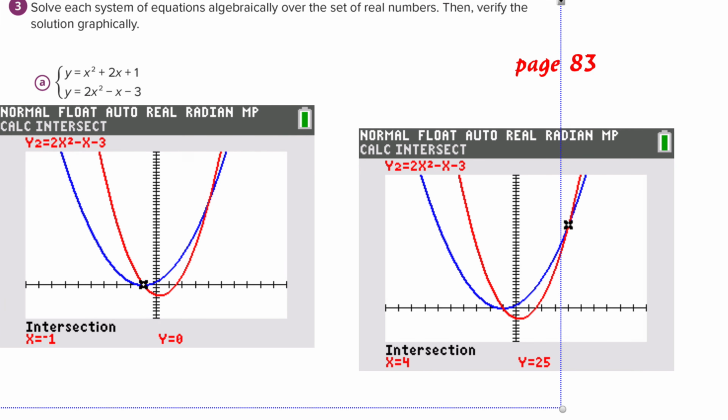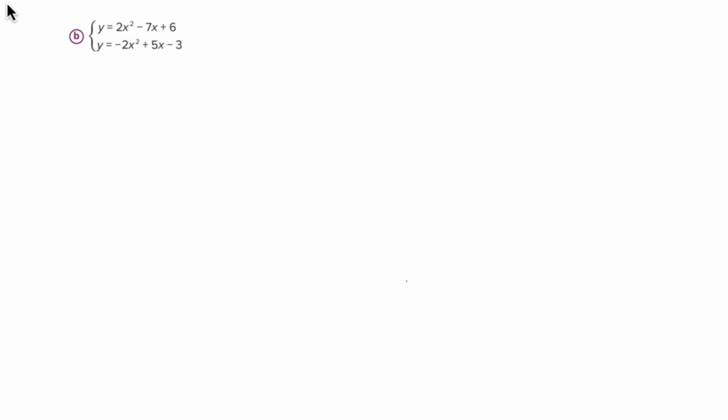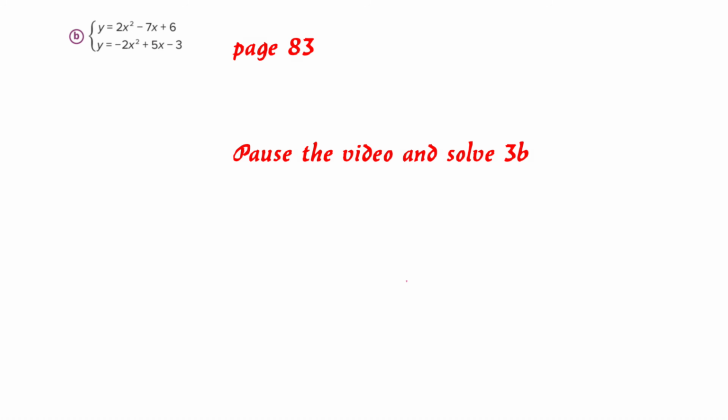Why don't you try this one all by yourself, okay? Try B. Which one is this? This is 3B on page 83. Try this one all by yourself.